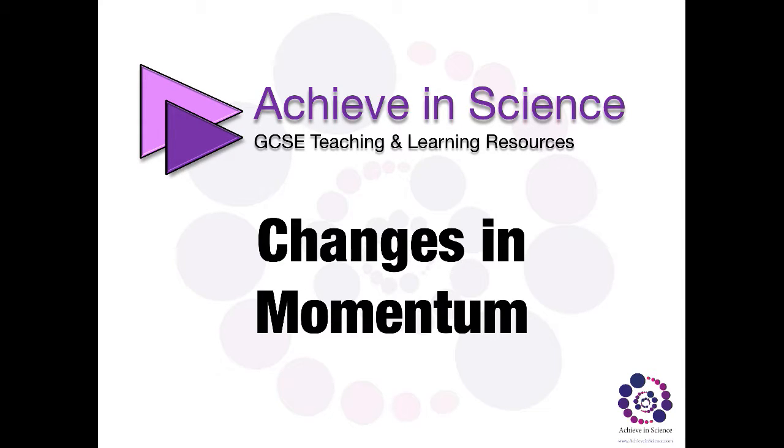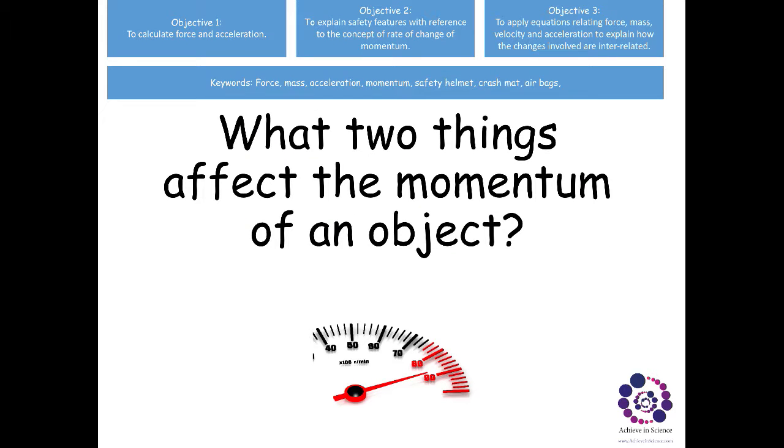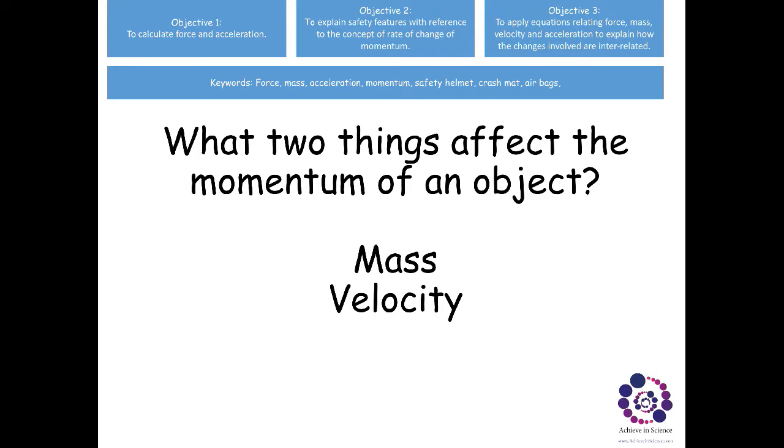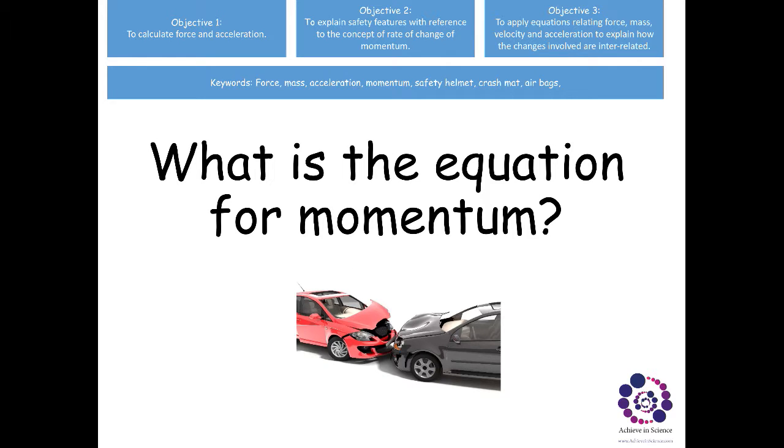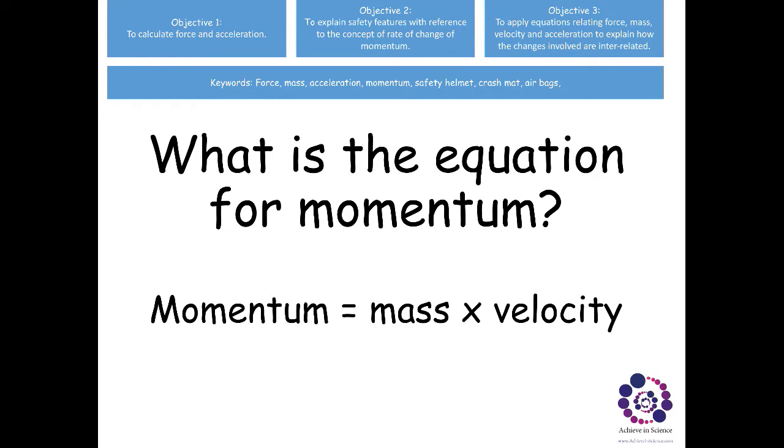This video is going to look at changes in momentum. First of all, let's begin with the two factors that affect momentum. Momentum is affected by the mass and the velocity of an object. What's the connection? If we look at the equation for momentum, we see that momentum equals mass times velocity. Therefore, if an object has a greater mass, it's going to have a greater momentum. If it has a greater velocity, it's going to have a greater momentum.